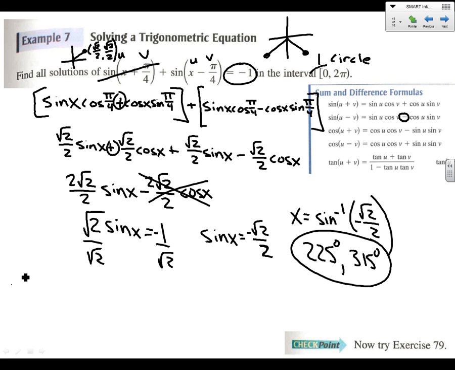Oh, sorry. 0 to 2 pi would be in radians, so we're going to want the radian values on that. So this is going to be 7 pi over 4. This one would be 5 pi over 4. Okay, make sure we're in the right units. All right, your turn, 79.